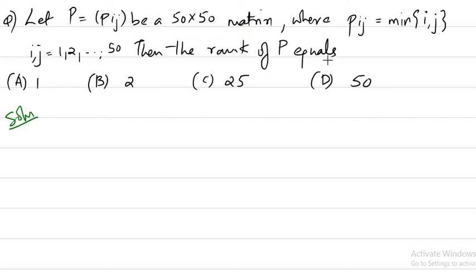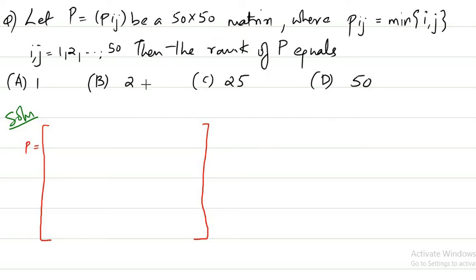It's actually a very simple question, but when you look at the question, you'll feel it's a bit difficult, but it's actually very simple. Let us first try to define what our P matrix is, then we can do it in seconds. You can see it's given as the minimum of i and j, right?